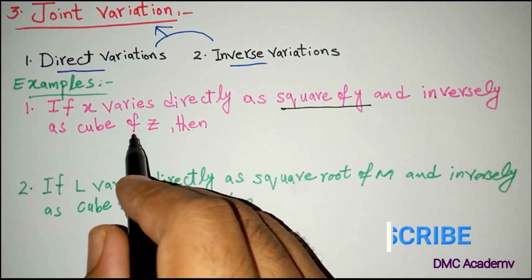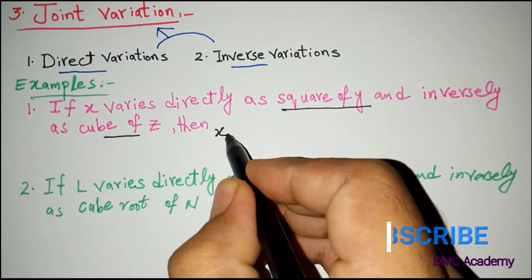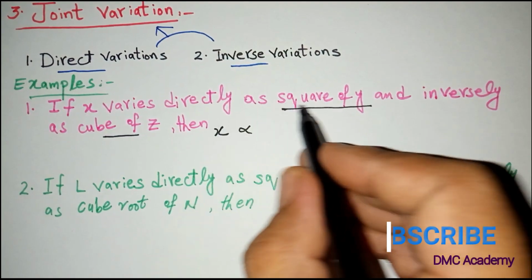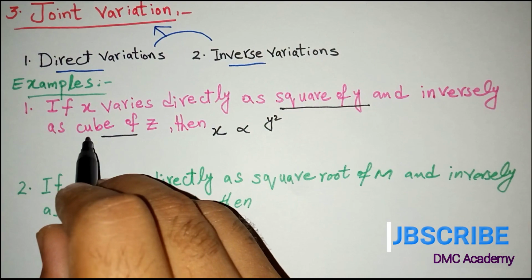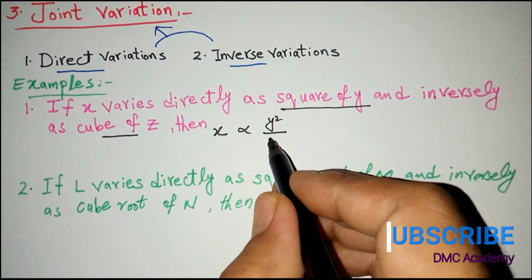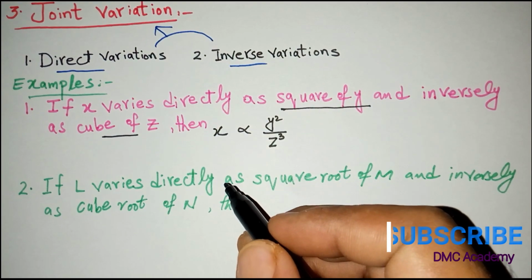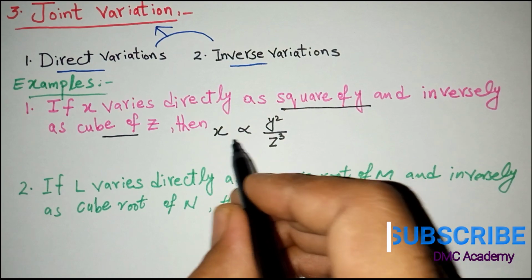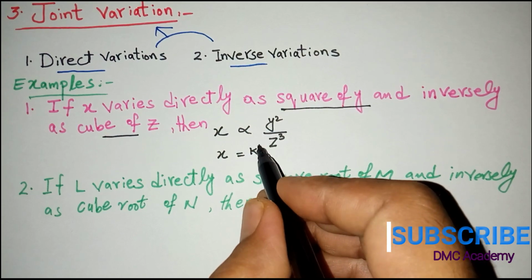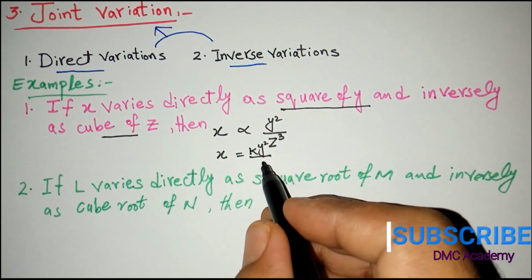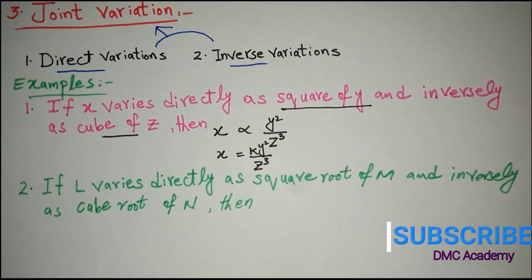To look at the examples, I have written: if x varies directly as the square of y and inversely as the cube of z. In this case, x is proportional to the square of y and inversely as the cube of z, meaning divided by z raised to the power 3. Now if we want to bring an equal sign here, as all of you know, we have to introduce a constant k. So x equals k y square over z raised to the power 3.